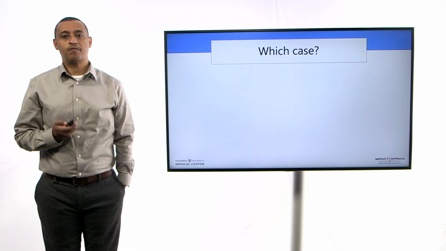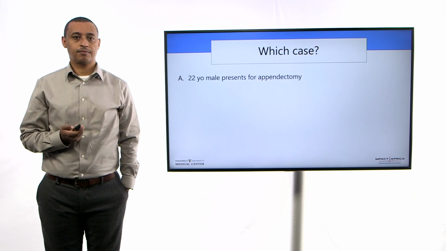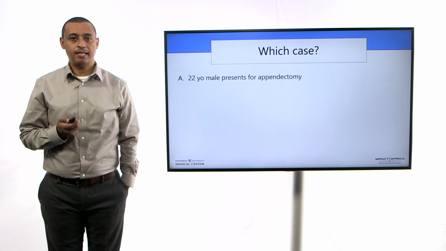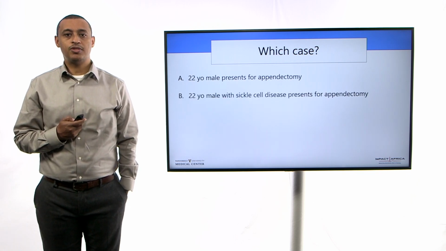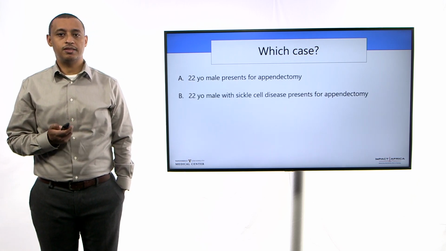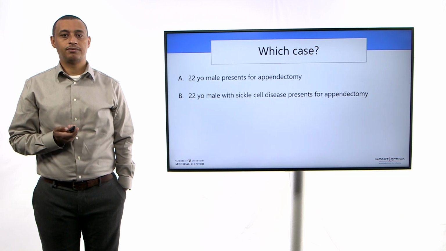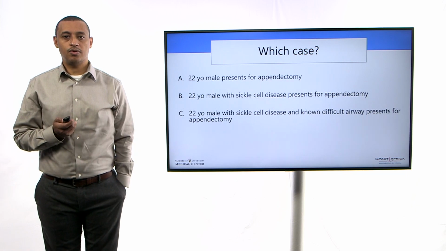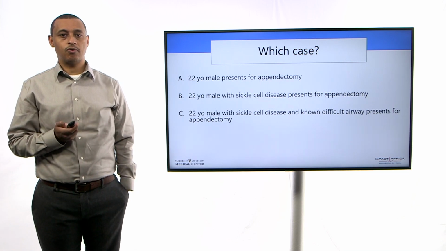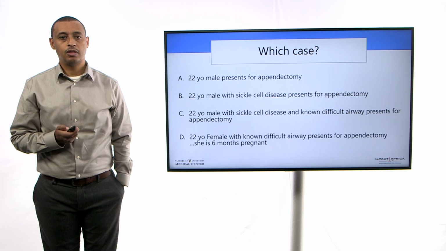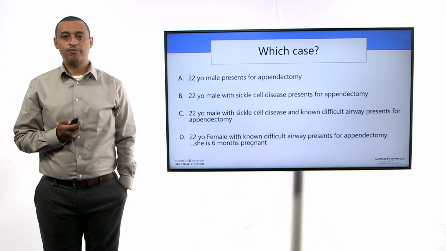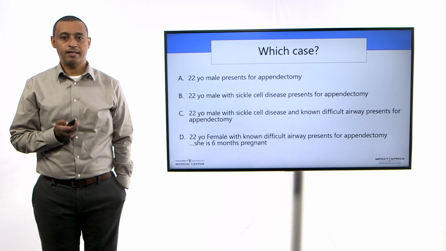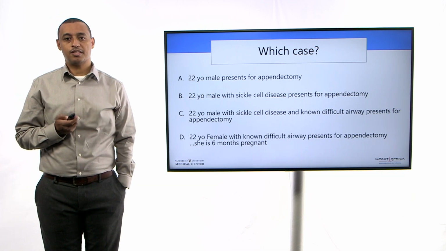So, let's look at 4 examples of cases. A 22-year-old male who presents for appendectomy. A 22-year-old male with sickle cell disease who presents for appendectomy. A 22-year-old male with sickle cell disease and known difficult airway who presents for appendectomy. And a 22-year-old female with known difficult airway who presents for appendectomy, and she is 6 months pregnant.